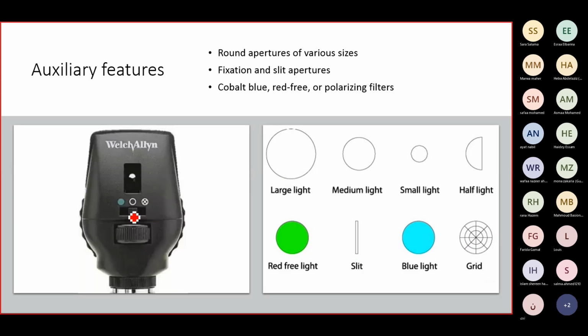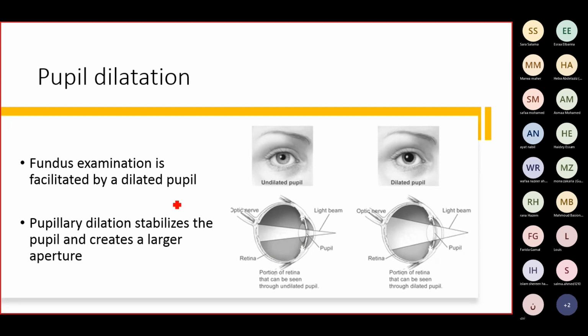And then you can change the filter. Some models will have a red-free light filter or a cobalt blue light filter. For example, this particular head has only the red-free and the gray filter, but some other models will have the cobalt blue light. Okay. Pupil dilation is very useful in direct ophthalmoscope examination because it allows more light to go inside the eye, so you can increase your field of view.